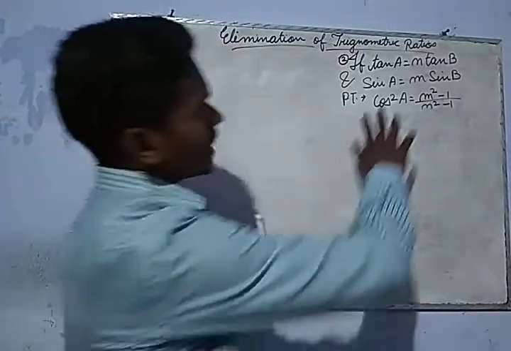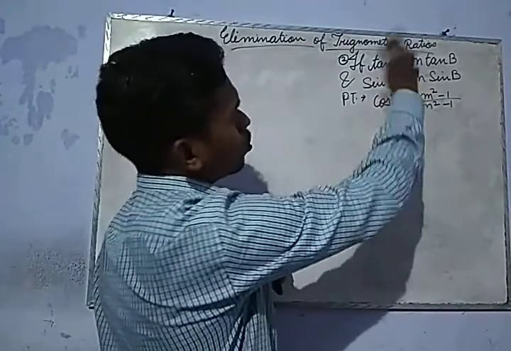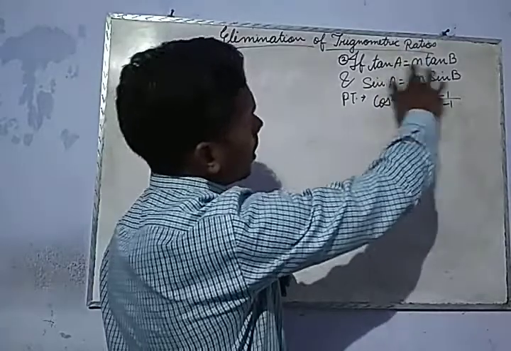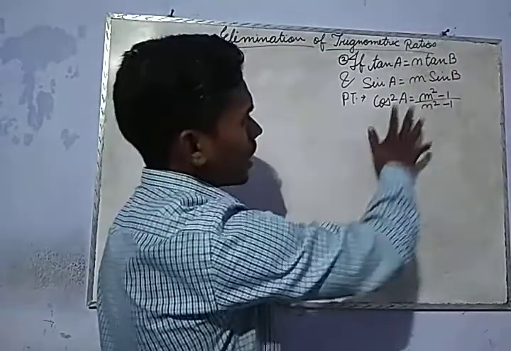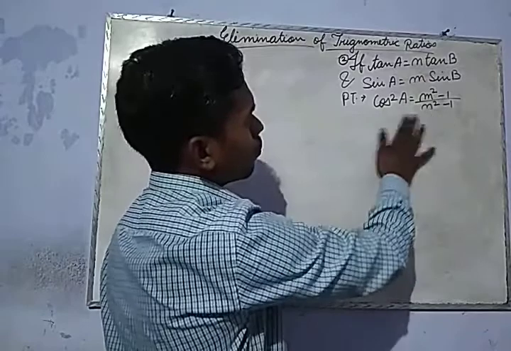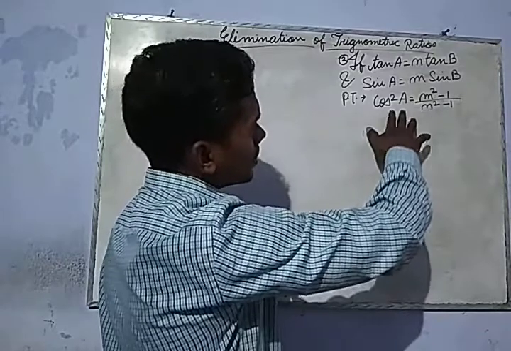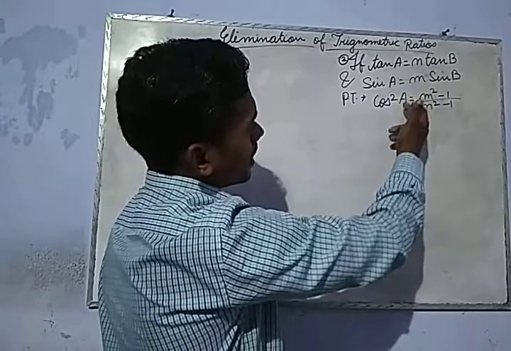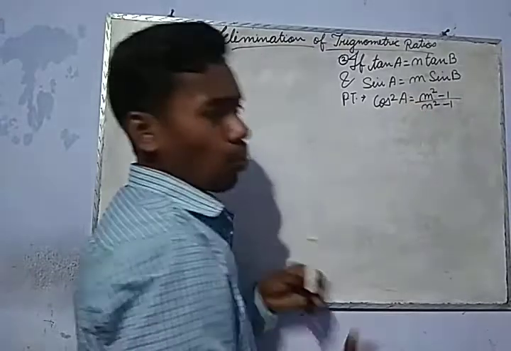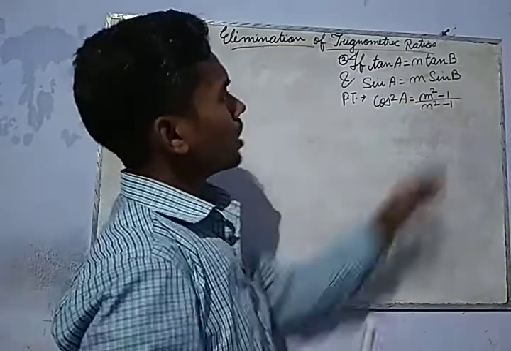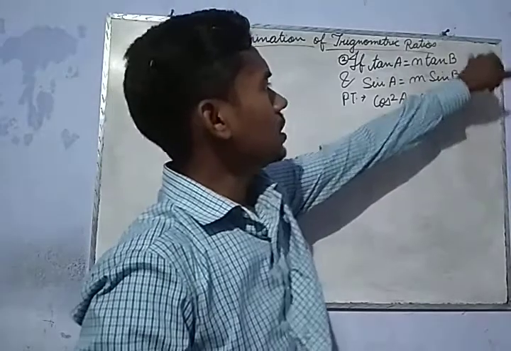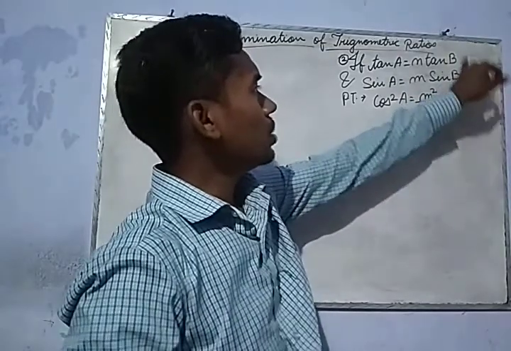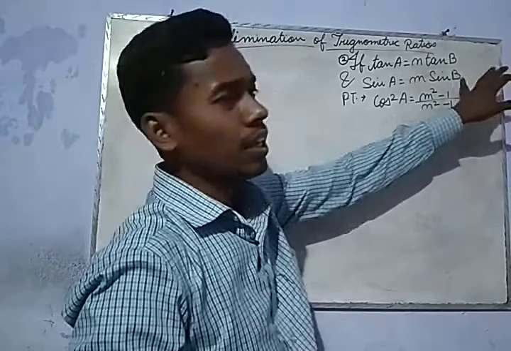You see that the expression has two angles, A and B, whereas the resultant, the proof that we have, has only one angle, that is A. It means that we need to eliminate this angle B. The expression of this angle B should be eliminated.